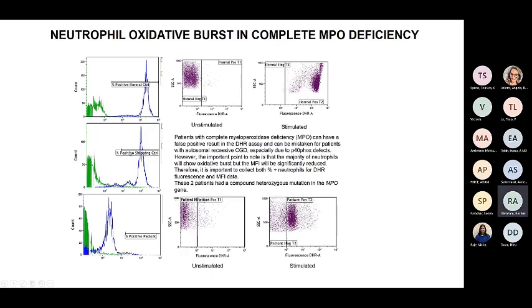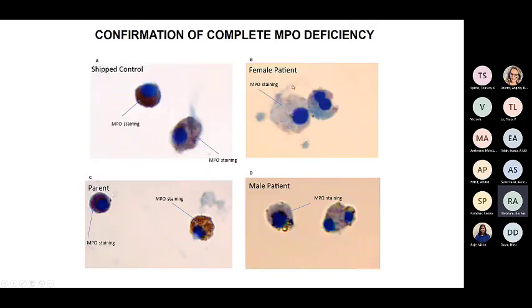And this is the myeloperoxidase deficiency I mentioned to you. This is a healthy control, a shipping control, and here's the patient. You can see all the neutrophils show some NADPH oxidase function, but it is abnormal. And you can do a peripheral blood smear and stain for MPO. And you can see that the patient's brother has a little bit, but this patient doesn't have any. And this is the father. You can see lots of this brown staining showing myeloperoxidase.